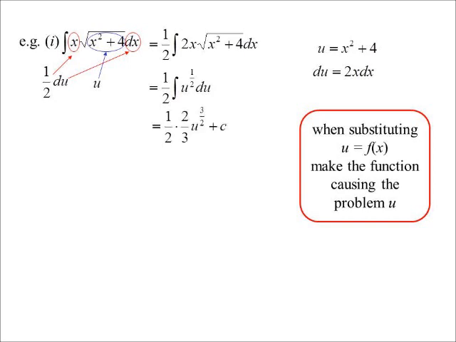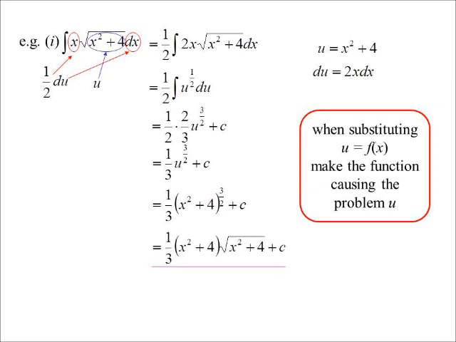Well, add 1 to the power over the power: 2/3 u to the 3 on 2, a third u to the 3 on 2. That's not the final answer though, because the final answer has got to be in terms of x. So sub back in for u, and we get a third x squared plus 4 to the power of 3 on 2. Well, that would be the mere mortal answer, of course. That's so much better, isn't it? 1/3 x squared plus 4 root x squared plus 4. Plus, of course, a constant.